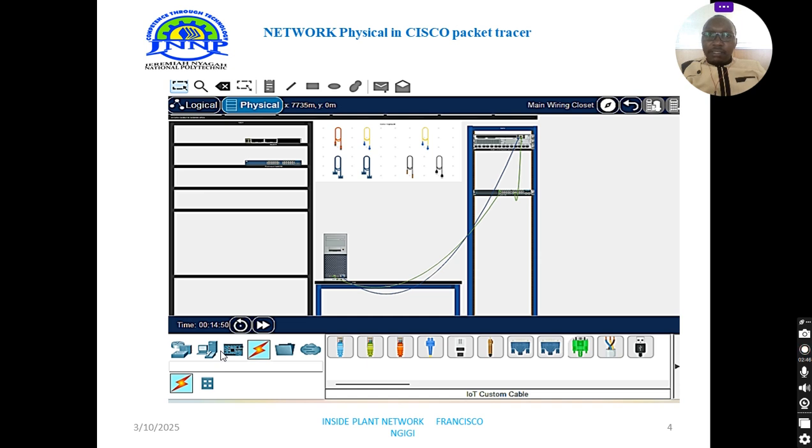Screenshot in Packet Tracer, logical implementation. So we have these cables which have been connected. This is a console cable connected to the console port on the router. Then you have a switch connected to a router. Then you have a PC connected to a switch. So these are some of the implementations which we shall be implementing going forward.